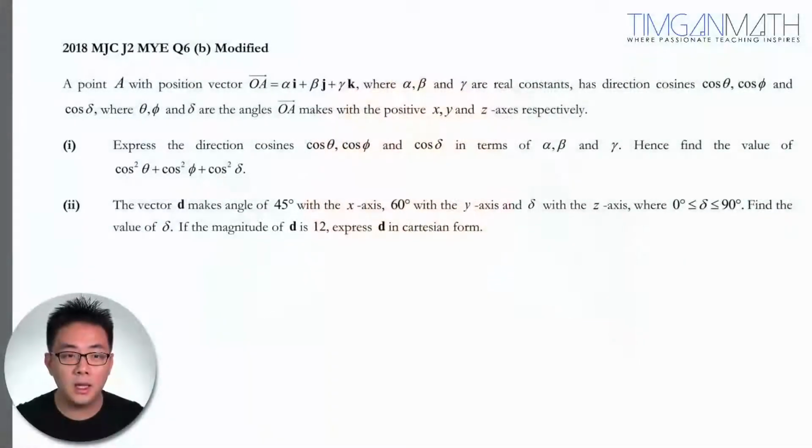Hi students, let's look at this question here, which was taken from the year 2018 MJC J2 mid-year exam, question 6B, and this question is on direction cosines of vectors. So let's see how we can do this properly. I think the first thing is to understand what direction cosines are all about.